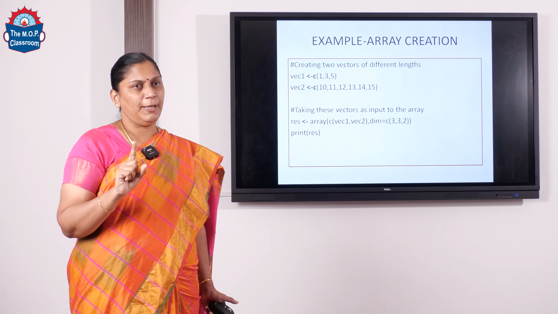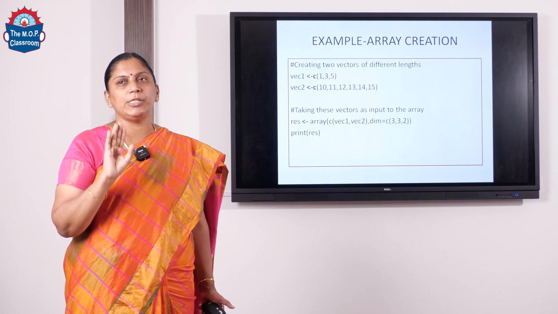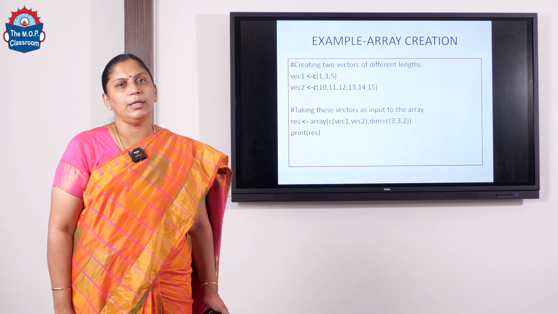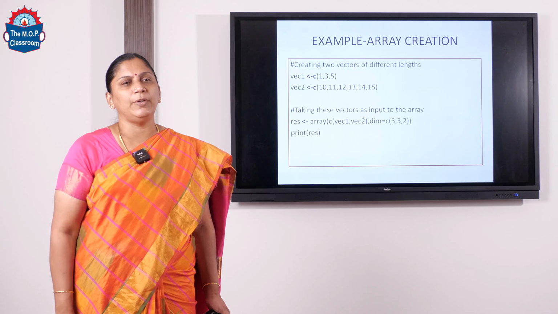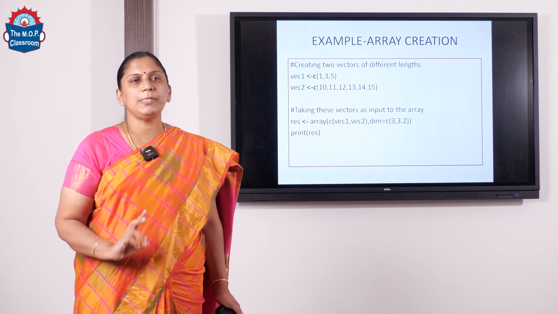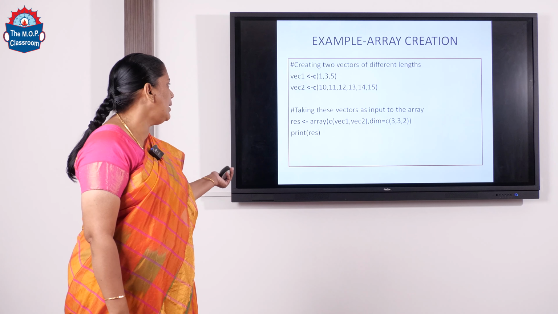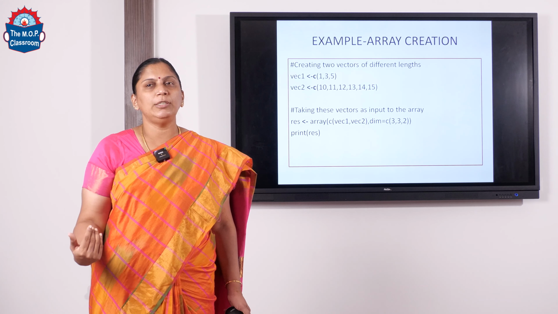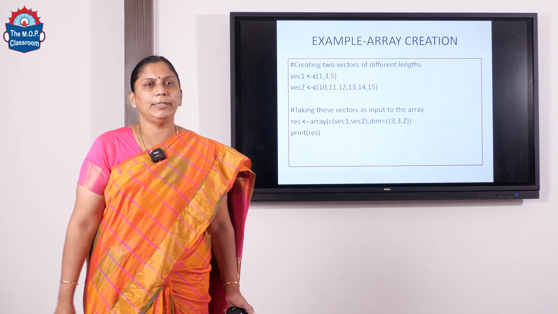First we pass the two vectors, comma, dim. What is the dimension attribute? It is used to specify the rows and the columns of the array in R. dim is 3, 3, 2. So the array is going to have 3 rows, 3 columns and 2 arrays. Okay, so that is how we create it. And then after creating the array, we use the print statement to print the contents of the array. Print res, which will print the contents of the array.